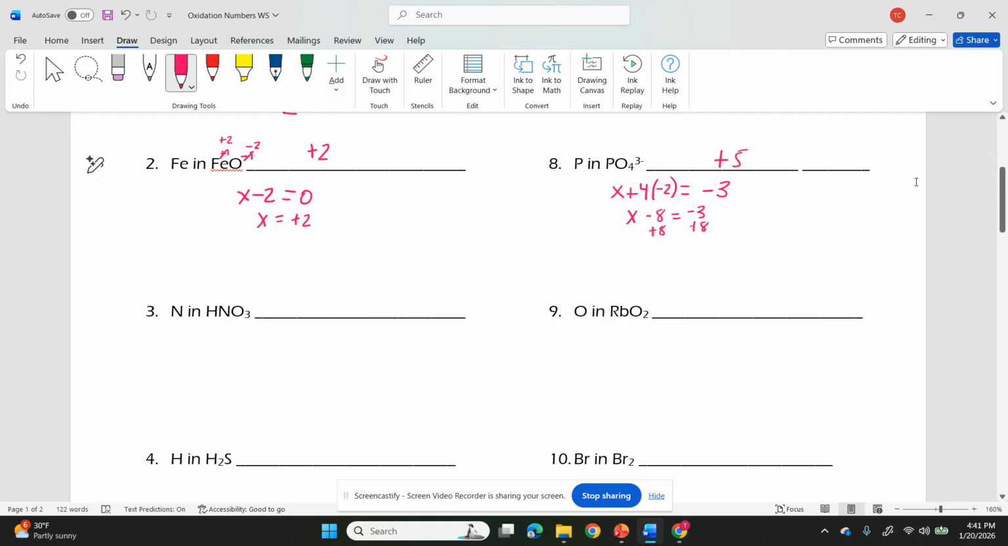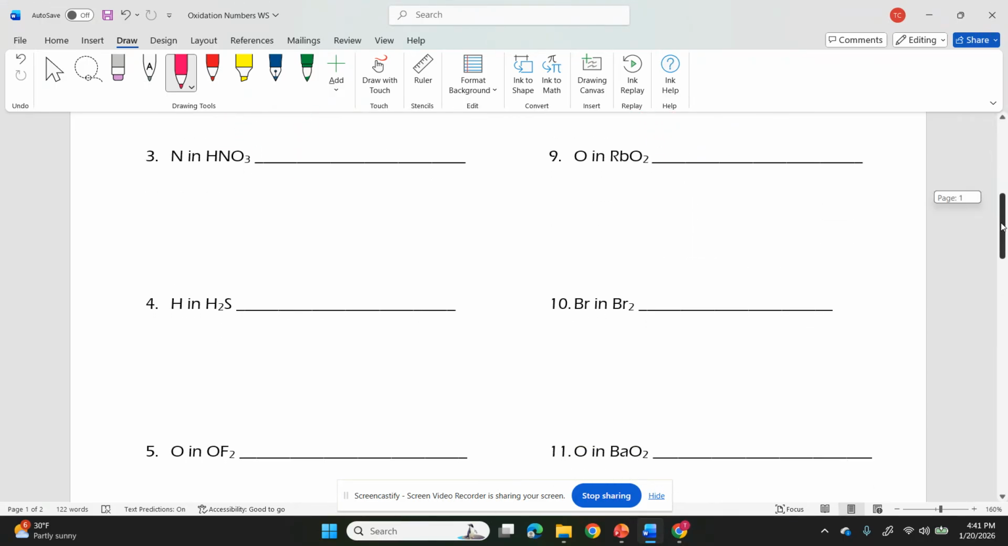Now we're going to go down here to number 3. Number 3, we have HNO3. This is neutral, so we're going to set this equal to 0. Now I have to look, do I have a couple of different rules? The first rule that we're going to notice is that we have a rule for hydrogen. Hydrogen's rule is number 4, and it states that if it's bonded to nonmetals, its oxidation state is going to be a +1, which nitrogen and oxygen are both nonmetals. So we have hydrogen as a +1.